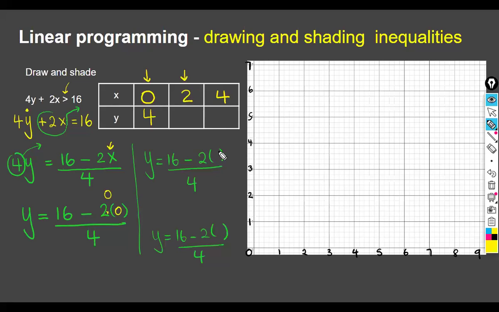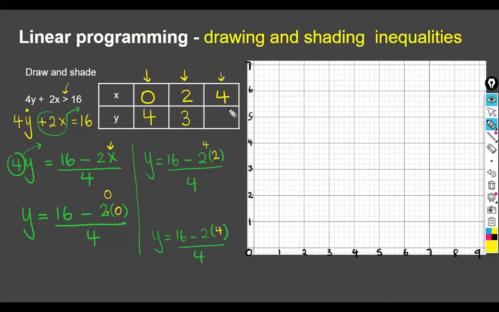Replace the x with 2. 2 multiplied by 2 is 4. 16 minus 4 is 12. 12 divided by 4 is 3. The next one is 3.